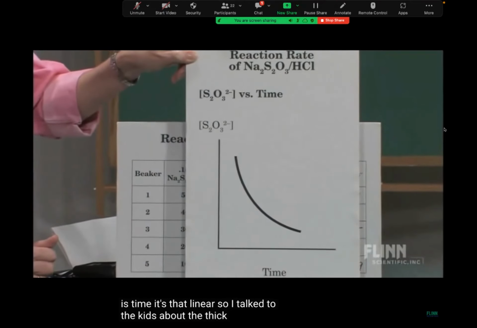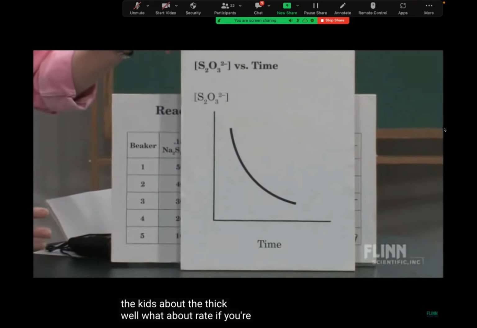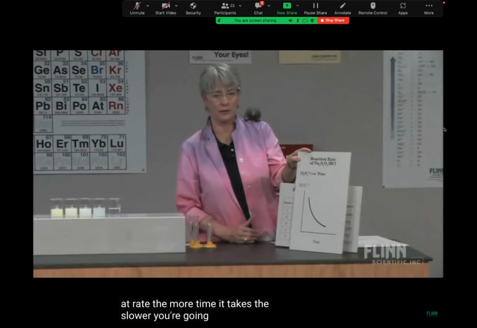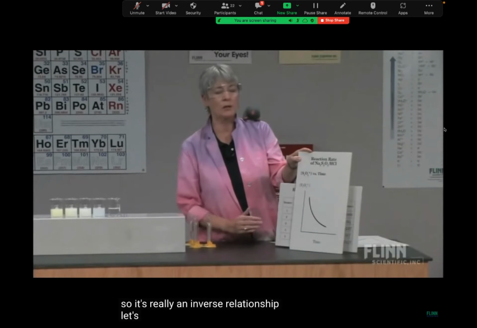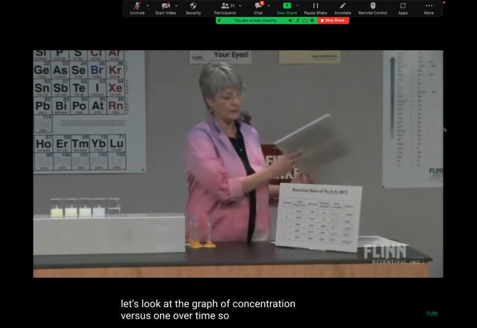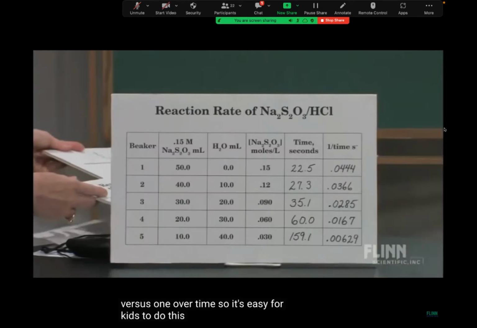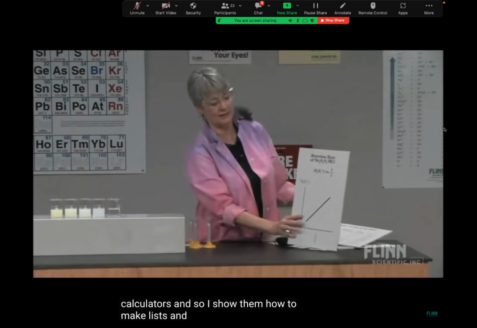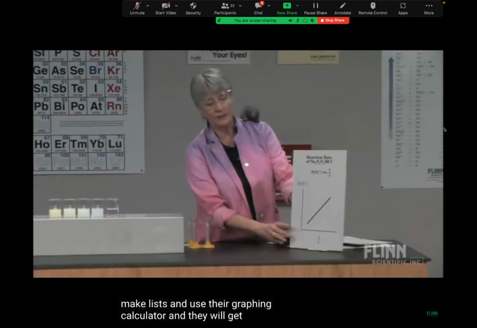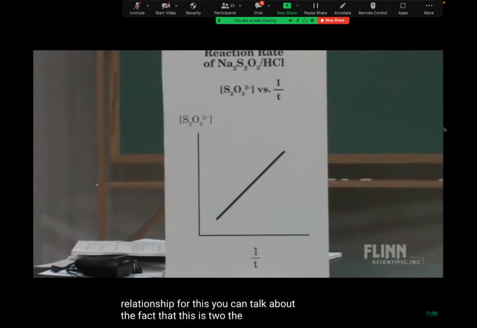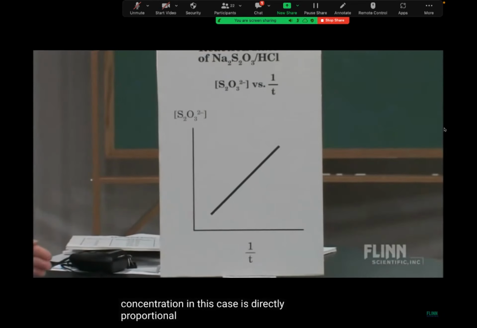So I talked to the kids about the fact, well, what about rate? If you're looking at rate, the more time it takes, the slower you're going. So it's really an inverse relationship. Let's look at the graph of concentration versus 1 over time. It's easy for kids to do this now with those graphing calculators, and I show them how to make lists and use their graphing calculator, and they will get a linear relationship for this.